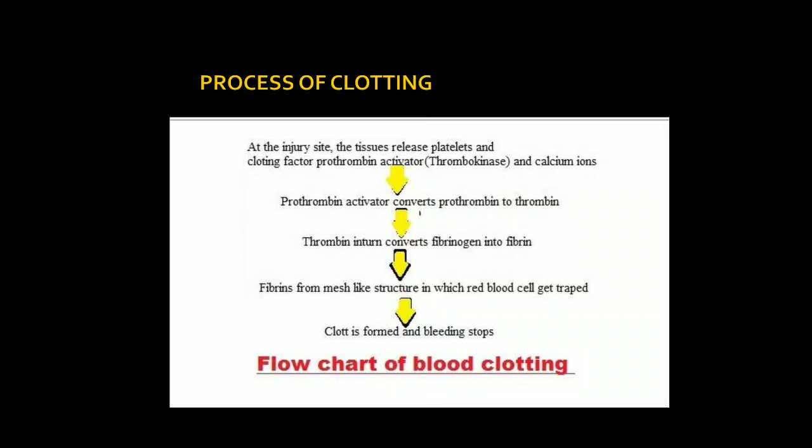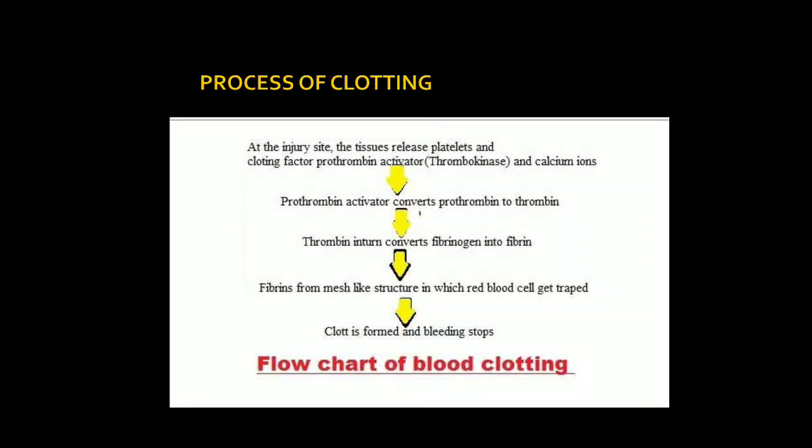So it's very easy. First, platelets and thrombokinase are released at the site of injury. Then this thrombokinase and the calcium ions are also needed. Thrombokinase converts prothrombin into thrombin. Thrombin converts fibrinogen into fibrin, and fibrin helps in making your clot.